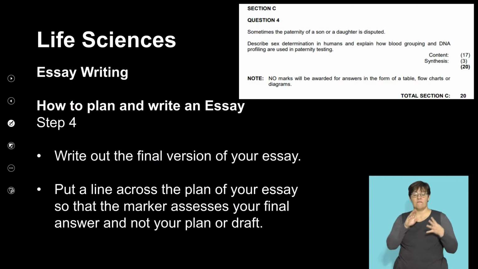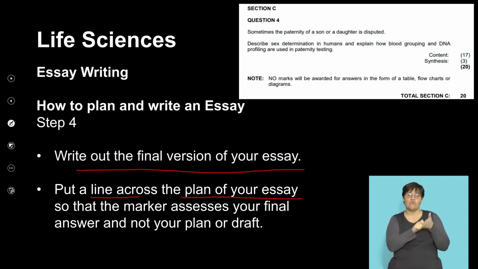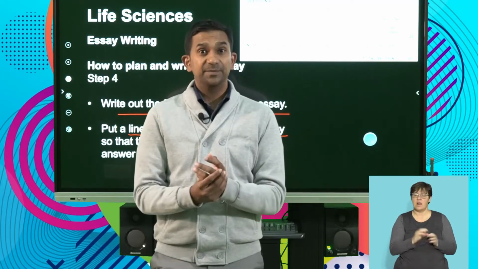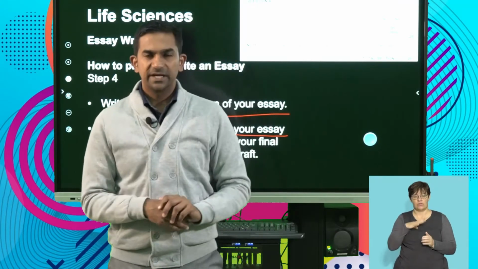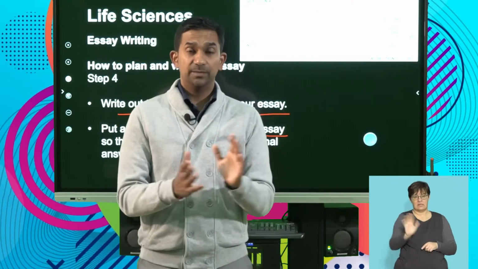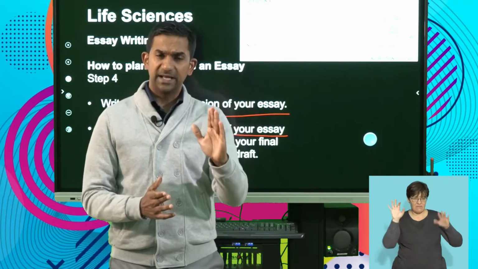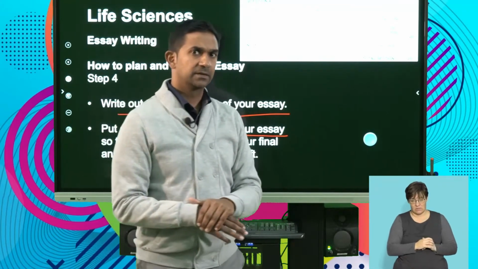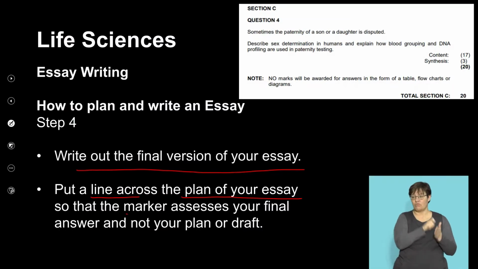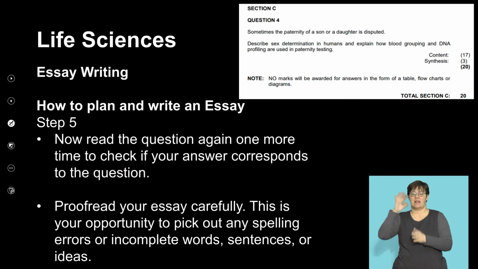The fourth step is to write out the final version of your essay. It's important that you put a line across the plan of your essay only if you've written the essay. So often you do an elaborate plan, but you haven't got to writing that essay. I would then caution you against putting a line across that. If that's all the planning that you've done, and if you've not been able to get to writing the essay, well, I suppose leave the plan without scratching that off. It's important that if you do write an essay, you strike out the plan and let the reader or the examiner know that that's your final essay.